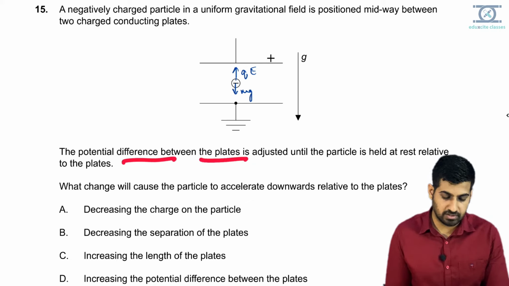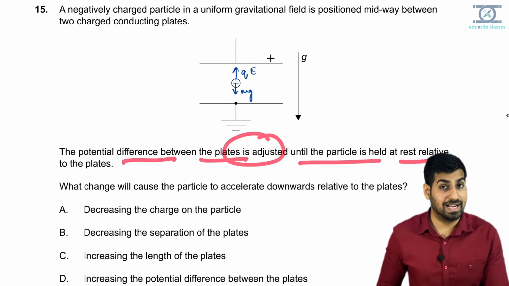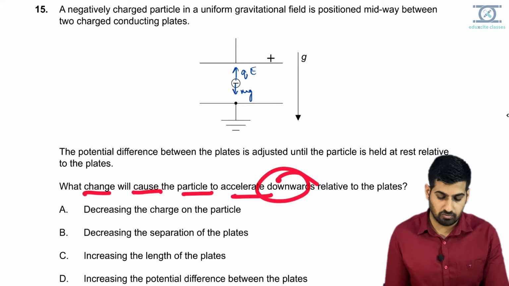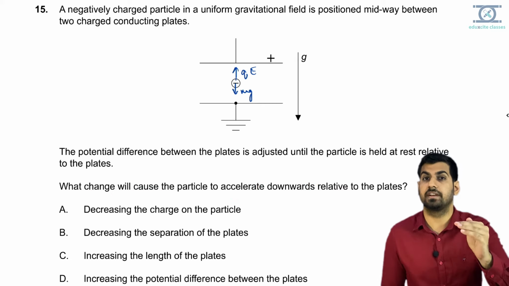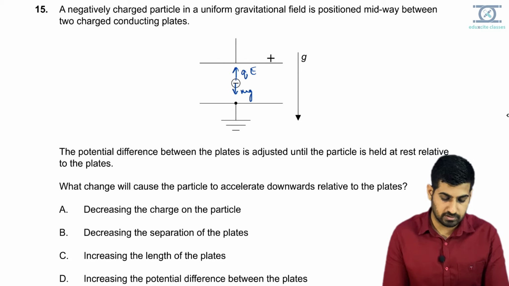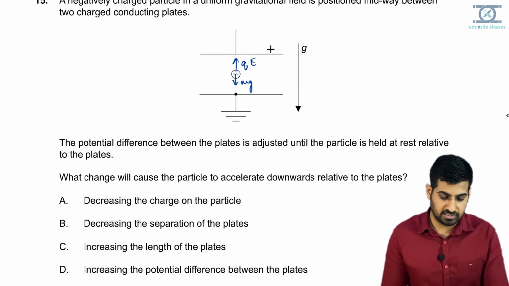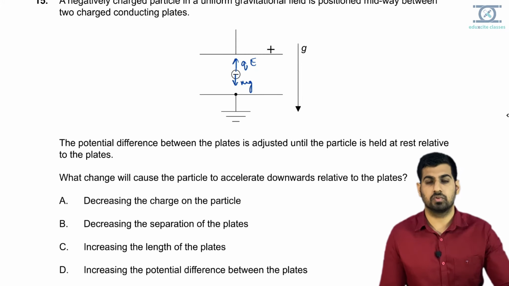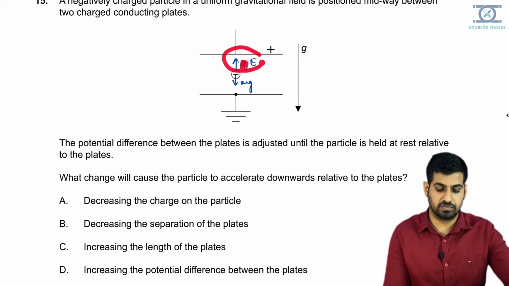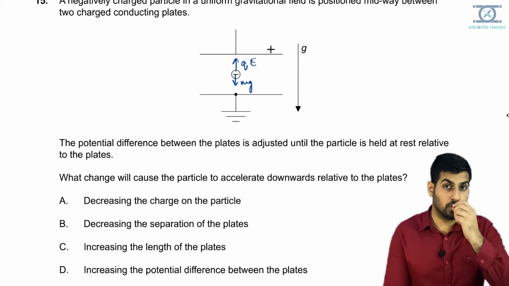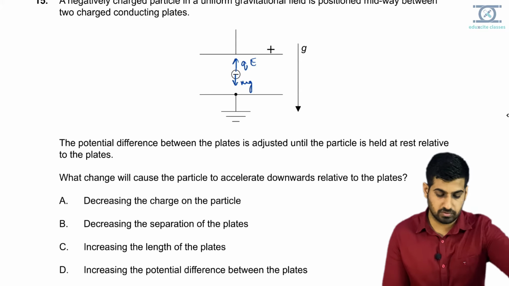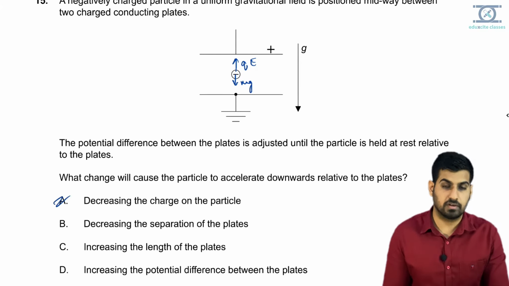The potential difference between the plates can be adjusted until the particle is held at rest relative to the plates. What change will cause the particle to accelerate downward relative to the plates? Now we have to accelerate the particle in the downward direction, so we want the upward force to be reduced. The option says decreasing the charge on the plate. If I decrease this charge, the magnitude of this force will get decreased, so there will be an overall force acting in the downward direction. So yes, option A is your right answer.